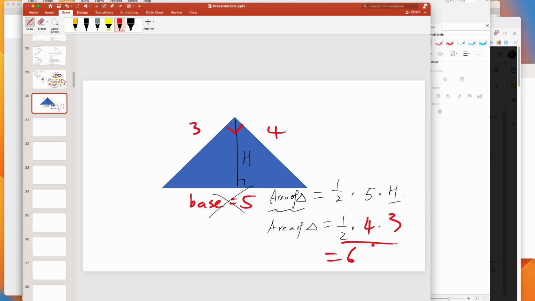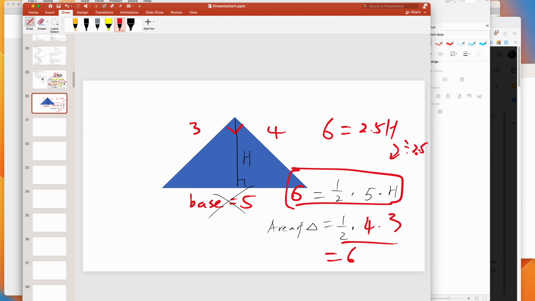So now you have the area of triangle, which is 6. Then with this, you can solve for your h, which is 6 equal to 2.5 h. So use proportionality, divide by 2.5, then you get h. And then over here, you need to divide by 2.5 as well. Are you clear? So different base, different height, but they will give you the same area of the triangle.